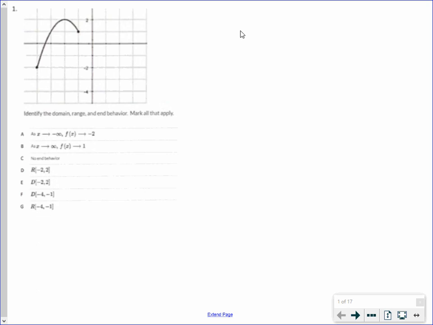For number 1 on the Module 1 test, we're asking you to identify the domain, range, and end behavior, and we're going to mark all that apply. So remember, our domain is going to be all possible x values on the graph. We see our furthest left, our smallest x value, is on that line right there, and our greatest x value is on this line over here, and it's a continuous function in between those lines, and the endpoints are filled in. So we hit every single point at the lines and in between. So our domain will be from -4 to -1.